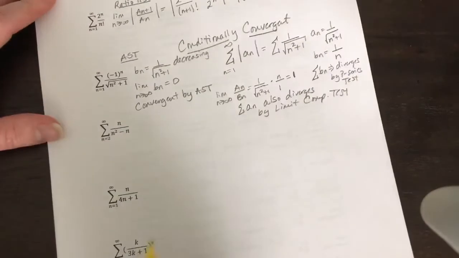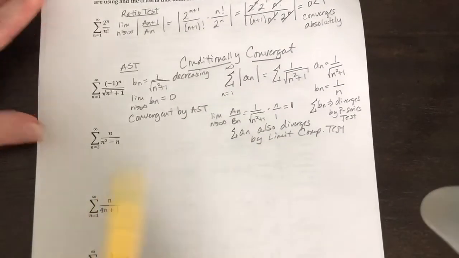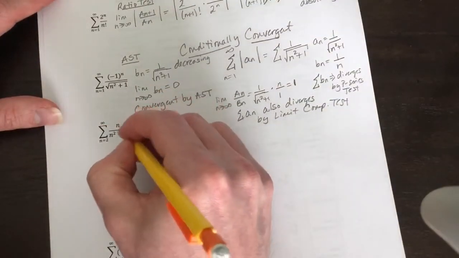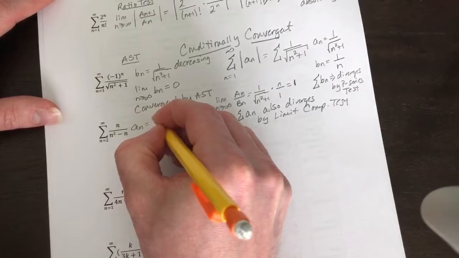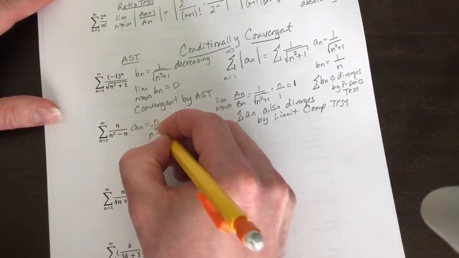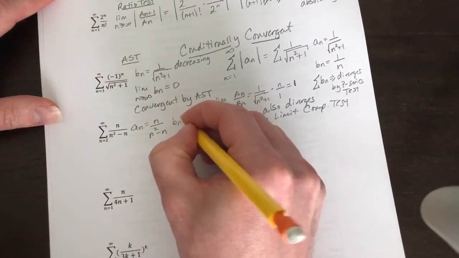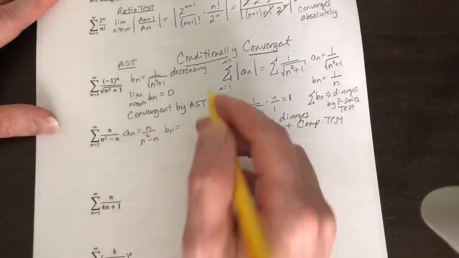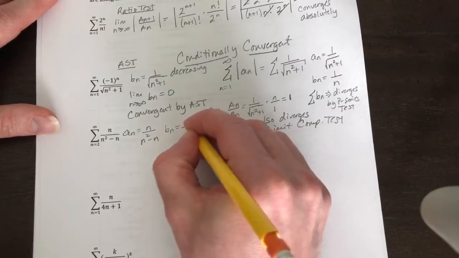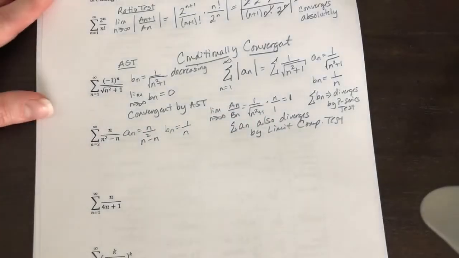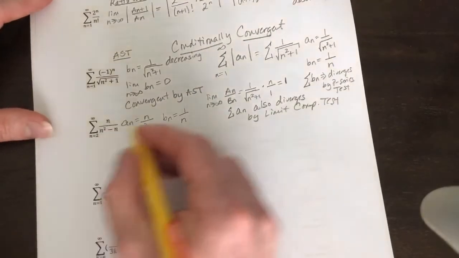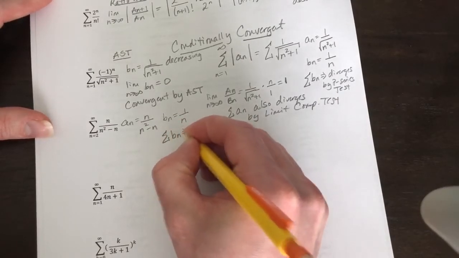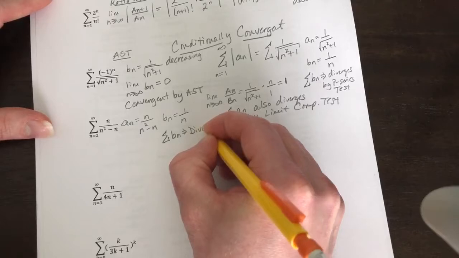Okay, the next one, we're going to have a comparison test with this, probably a limit comparison test. So your a sub n is n over n squared minus n. Your b sub n, we're going to take the top power and the bottom power, we're going to reduce it, okay? So it's going to be 1 over n. Okay? Now, we know that the summation, the series of b sub n, it's going to diverge by a p-series.